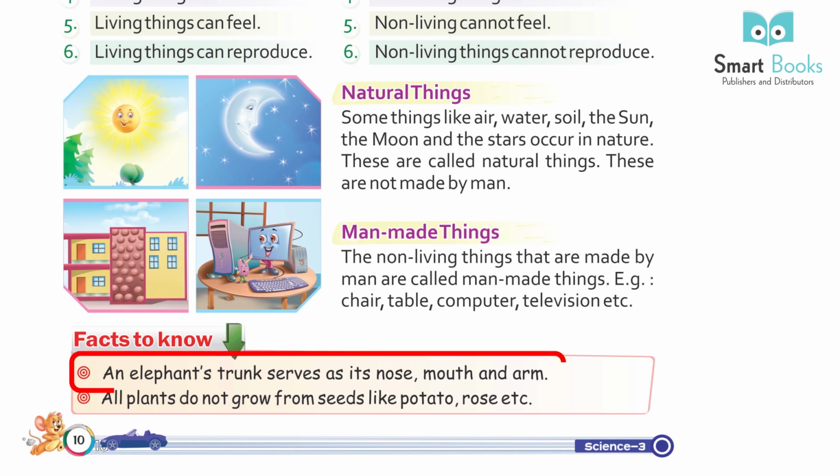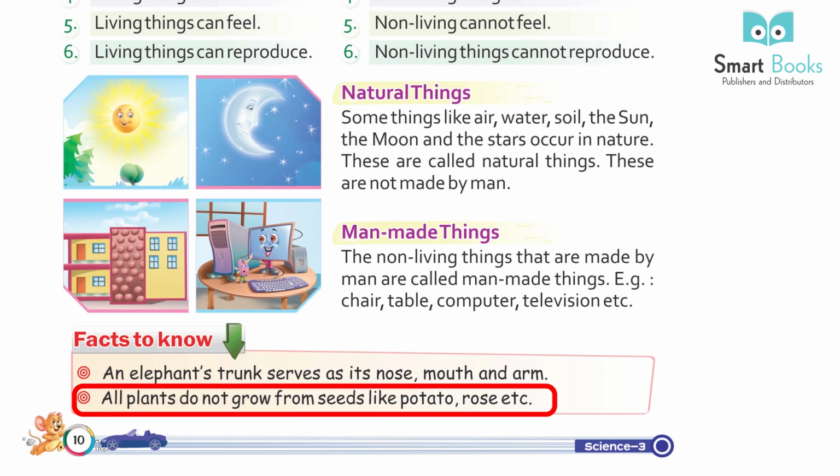Facts to know: an elephant's trunk serves as its nose, mouth, and arm. All plants do not grow from seeds, like potato, rose, etc.